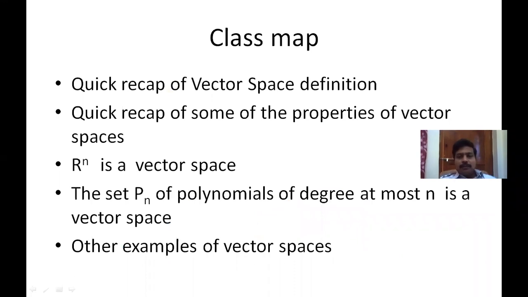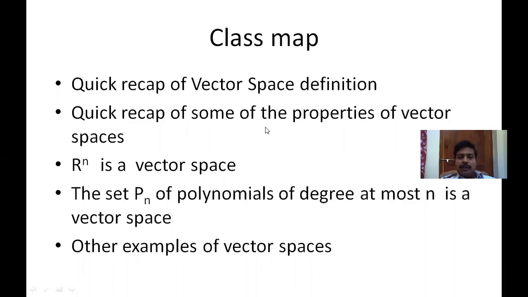In this class, first let us quickly recap the vector space definition and some properties of vector spaces which we have proved in the previous class, and we do some examples in this class. R power n, we call it as Rn, is a vector space, and the set Pn of polynomials of degree at most n is a vector space, and other examples are vector spaces. This is today's class map.